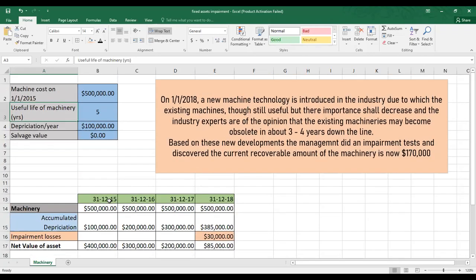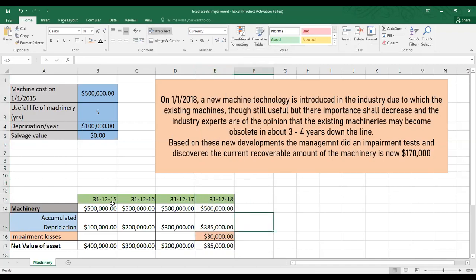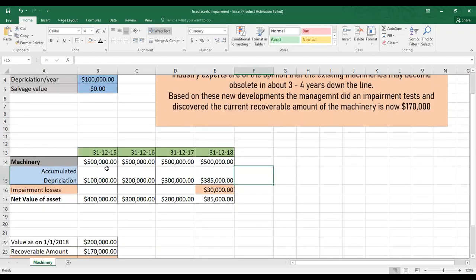So on 31st of December 2015, 16, and 17. Let's not take 2018 into consideration as of now. For the first 3 years, the machinery value is $5 lakh and accumulated depreciation is deducted from that book value, and the net value of the asset forms the part of my balance sheet for the purpose of reporting for that period. So from the first year is 4 lakh, then it is 3 lakh, and for the consecutive years, it is reduced by depreciation every year.